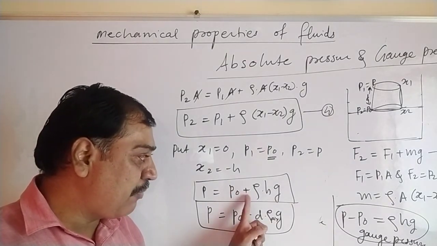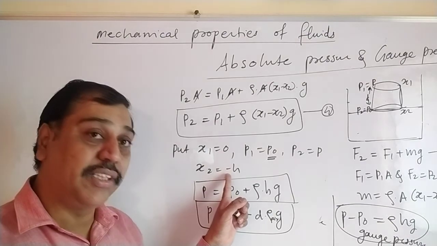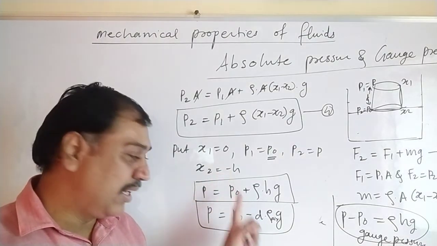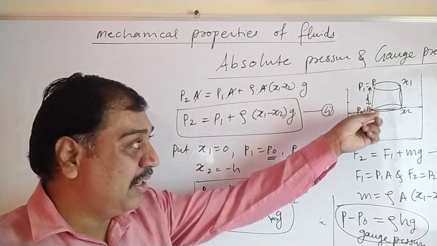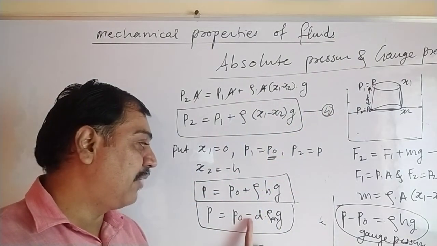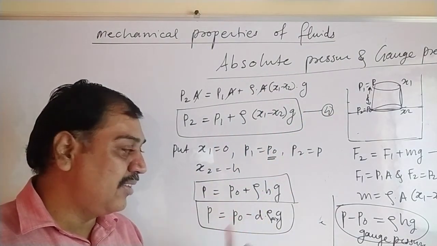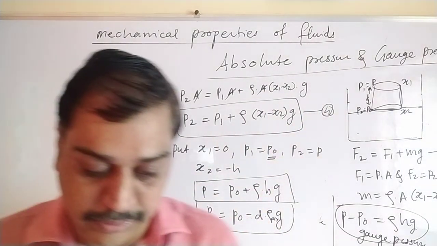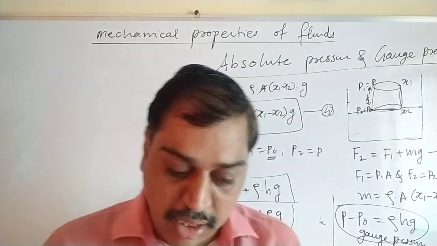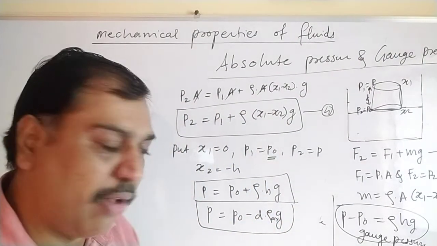Why does the minus sign come? Why was it plus earlier? Because there we had taken minus h. Here it is plus d because it is going up. That's why plus minus becomes minus. It is d rho air g. That is nothing but this pressure. Now let's go to the next part of the syllabus.